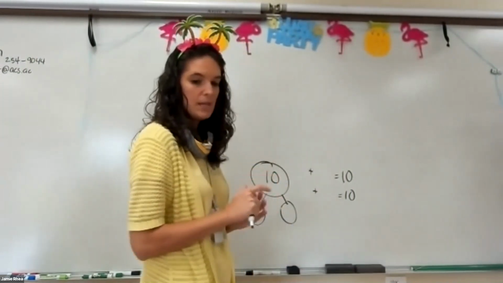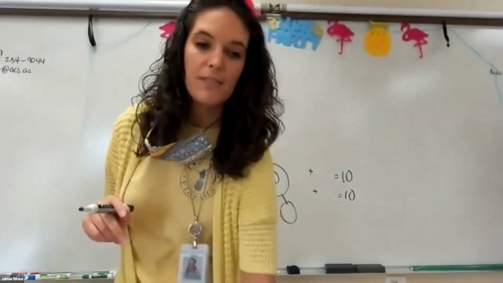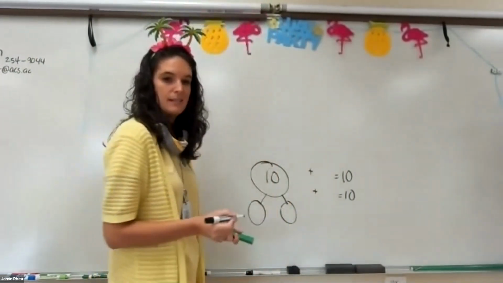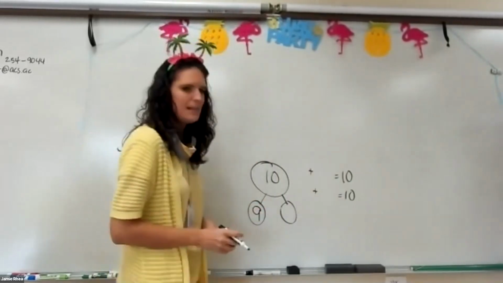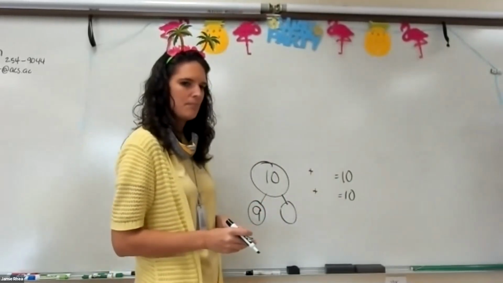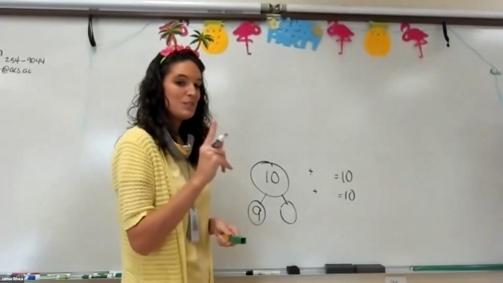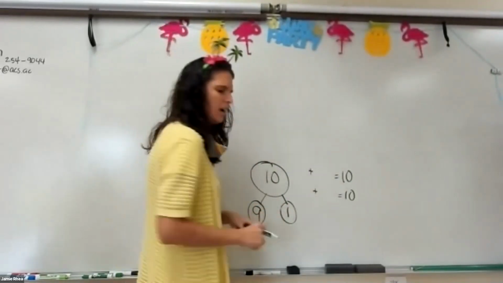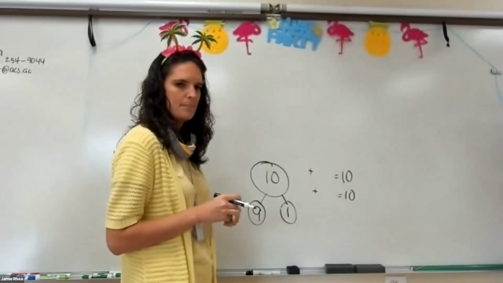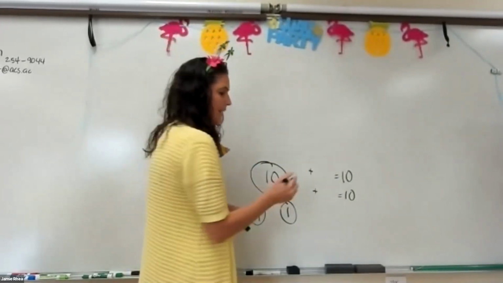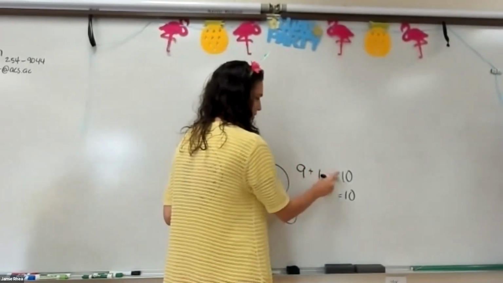Okay, let's check. How many number or linking cubes did I have in my stick? If you said 9, you were correct. How many did I hide away? Just 1. How could I write that in a number sentence? 9 plus 1 equals 10.